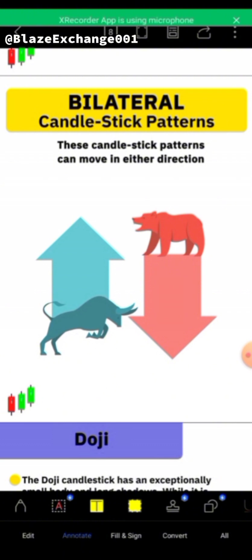So advisable, if you see this kind of candlestick, don't enter that particular trade. Wait for a good candlestick like a bearish one or a bullish one. If you see this particular candlestick, just hold on, don't enter, because if you enter, the market might go the wrong way. That's what this bilateral candlestick means. You understand what I'm trying to say?